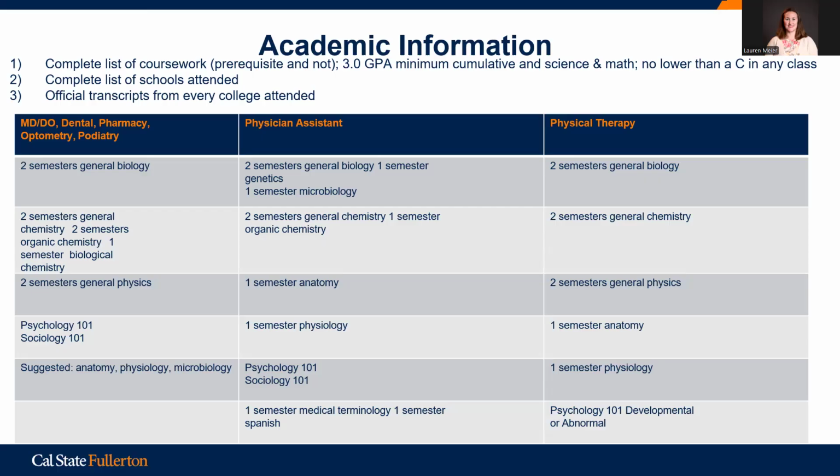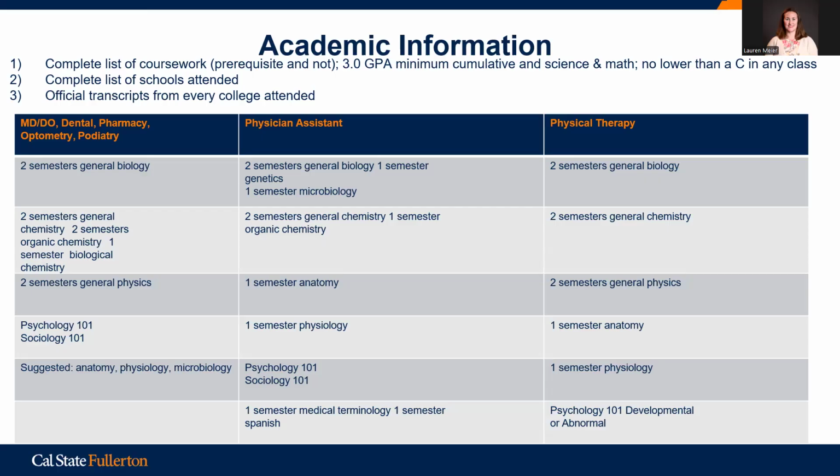If you're on a physician assistant track, you're going to have 2 semesters of general biology, 1 semester of genetics, and 1 semester of microbiology. 2 semesters of general chemistry, 1 semester of organic chemistry, anatomy and physiology are required here, and then Psych 101 and Soc 101. Some common recommended coursework, sometimes required, is a semester of medical terminology and a semester of Spanish.